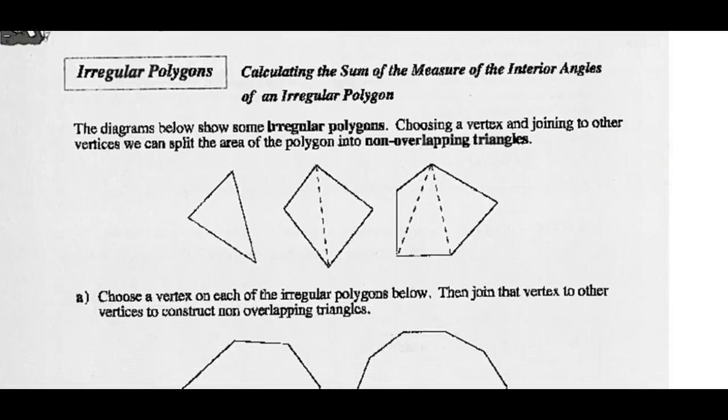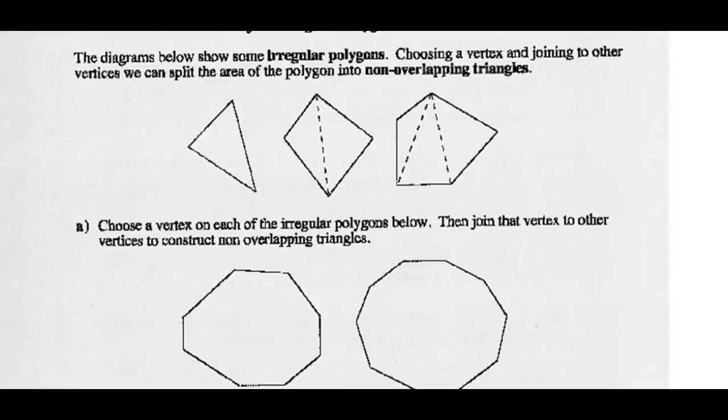Irregular polygons: calculating the sum of the measures of the interior angles of an irregular polygon. So the diagram below shows some irregular polygons. Choosing a vertex and joining to other vertices, we can split the area of the polygons into non-overlapping triangles.